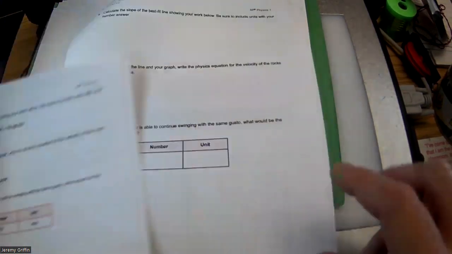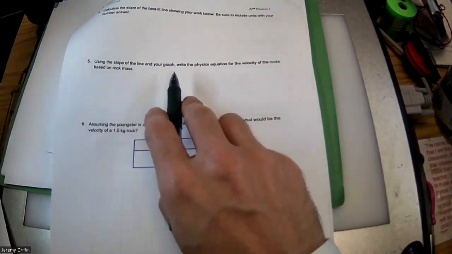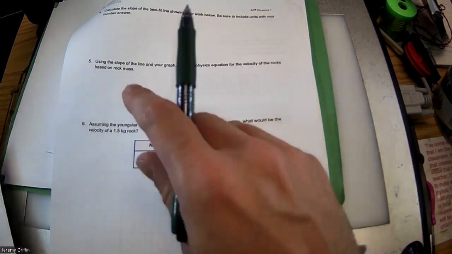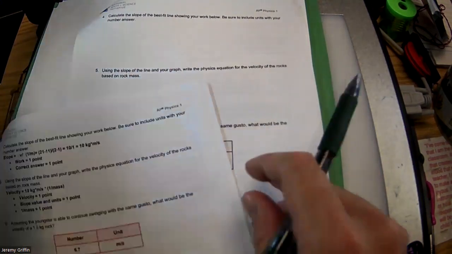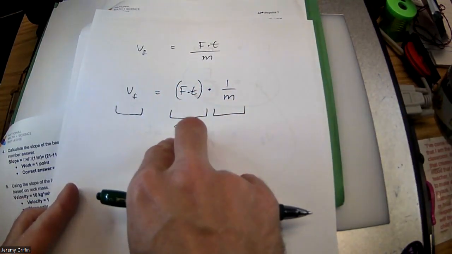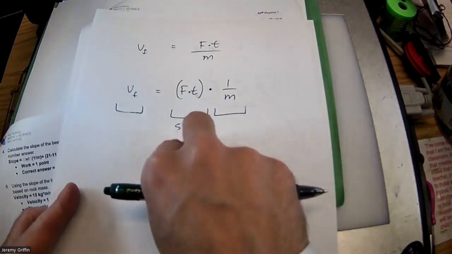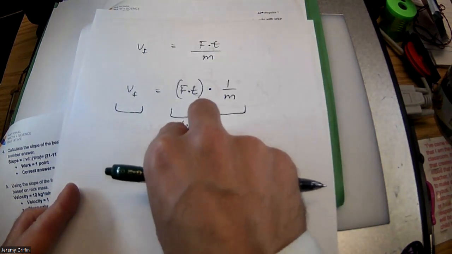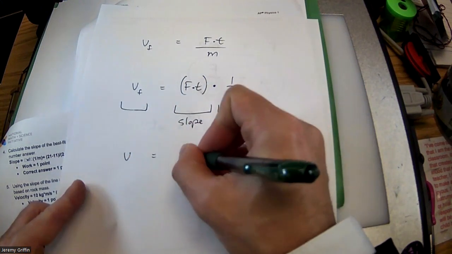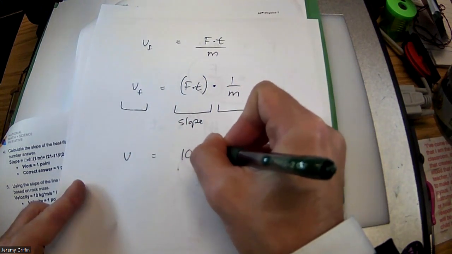Question 5. Using the slope of the line in your graph, write the physics equation for velocity of the rocks based on the rock mass. Ooh, well, it's almost here. All you have to do, instead of F times T, you just replace that with 10 kilogram meter per second. Right? Wouldn't that be true? 10 kilogram meter per second. So I would do the velocity of the rock is going to be 10 kilogram meter per second.